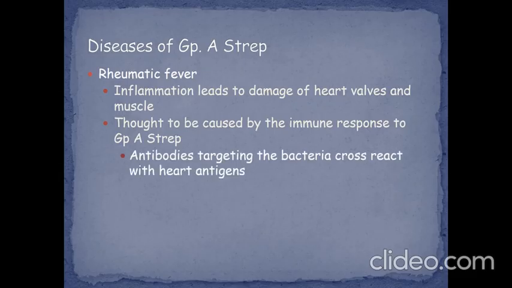So that immune response, we have antibodies that are targeting the bacteria. They cross-react, and it's thought that they're very similar to the heart antigen. So they get confused, they attack it, causing inflammation and damage overall to the heart and the heart valves. Which again, if you lose the heart valves, you're in big trouble.